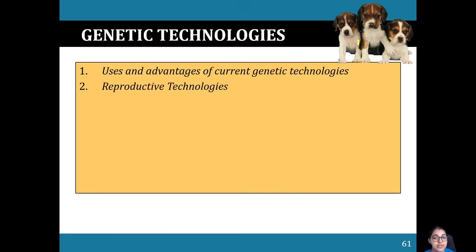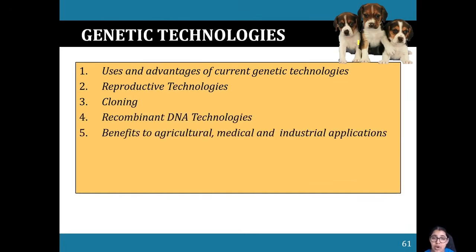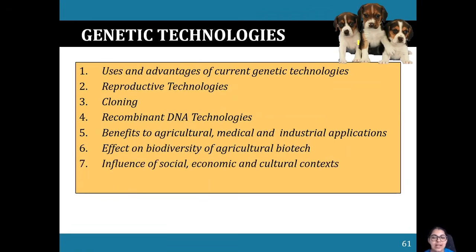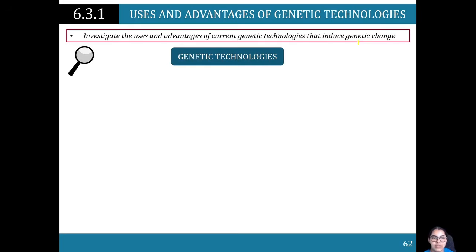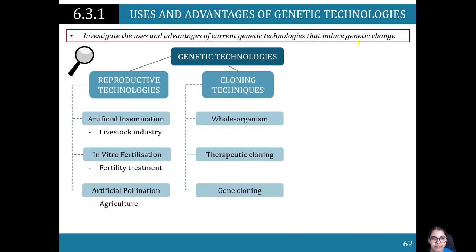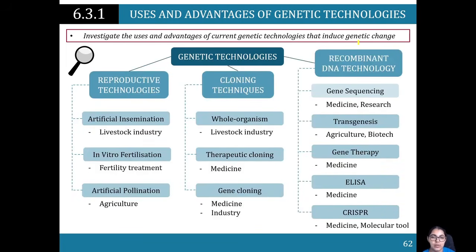We're going to talk about reproductive technologies, cloning, recombinant DNA technologies, benefits to agricultural, medical and industrial applications, effect on biodiversity of agricultural biotech, and the influence of social, economic, and cultural contexts. And our inquiry question is, does artificial manipulation of DNA have the potential to change populations forever? So here we go, genetic technologies. This is what we are going to look at.